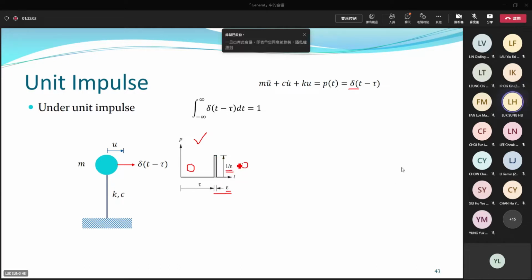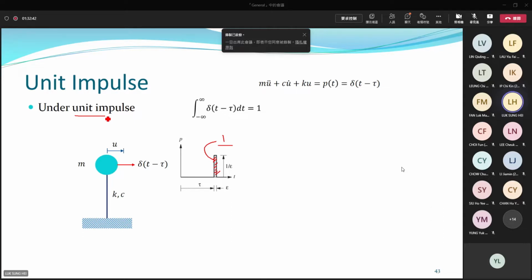If epsilon is a small number, then you can see that the amplitude of this force is very, very large: 1 over a small number, a big number. When you integrate the whole loading along the whole time domain, you will get a value of 1. Integration means finding the area of the graph, right? The area of this vertical strip is equal to 1. That's why we call it unit impulse. The area of the pulse is equal to 1, unit impulse force.